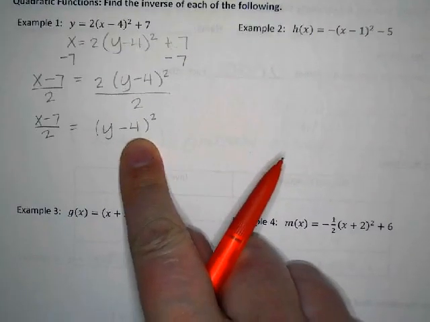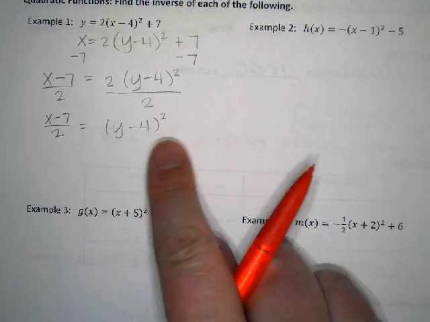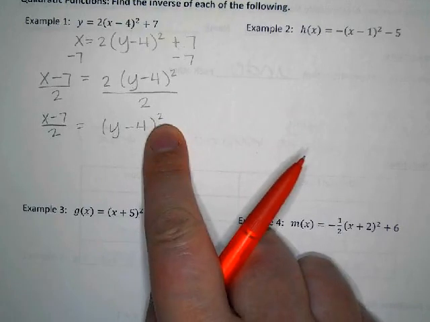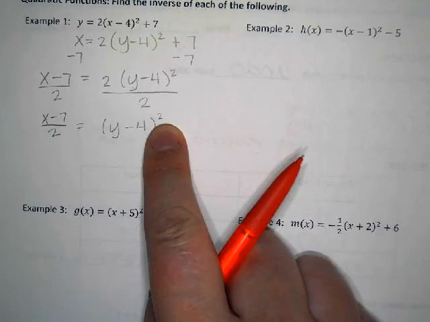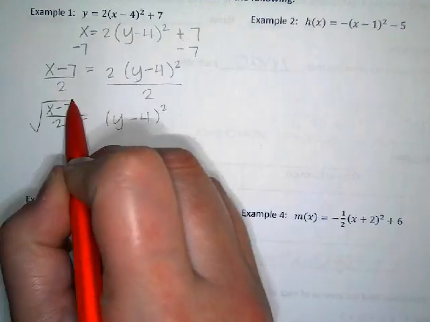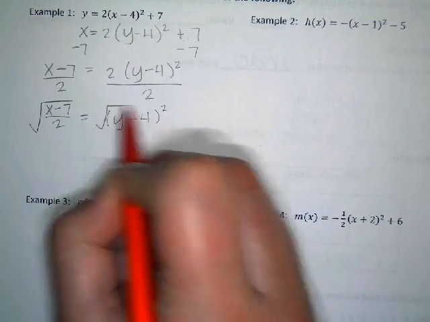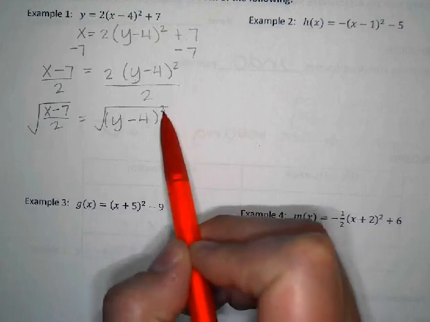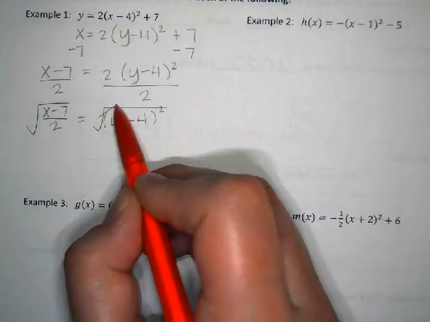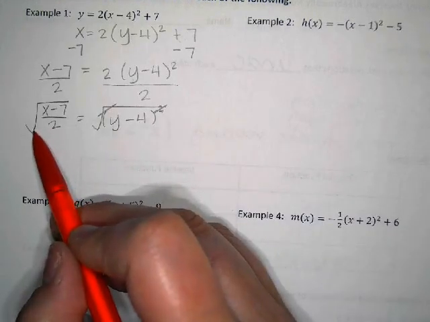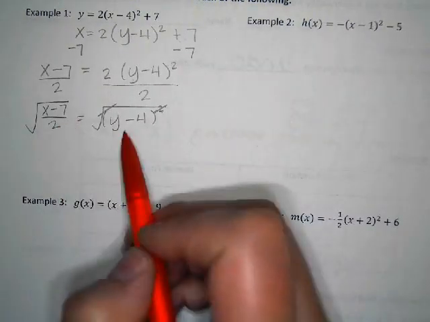So the next thing to get the y alone is we want to get rid of an exponent of 2. How do you undo an exponent of 2? Square root it. So now we're going to square root the left side and square root the right side. And on the right side, the square root and the squared exponent cancel each other out. So on the left side, I've got a square root over this fraction. On the right side, I just have y minus 4.